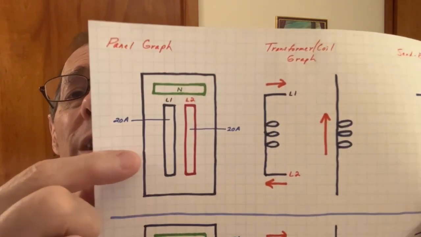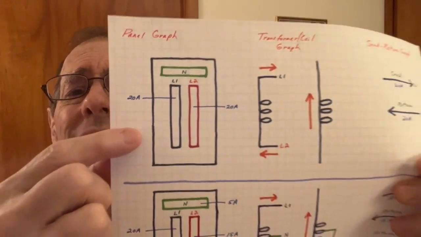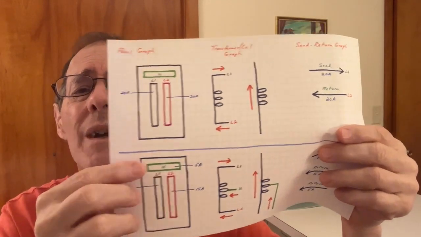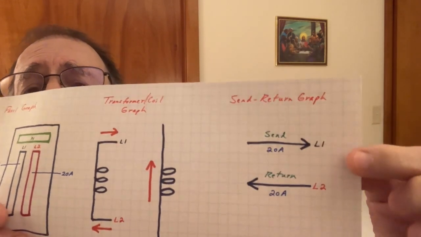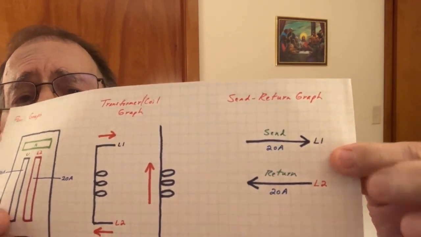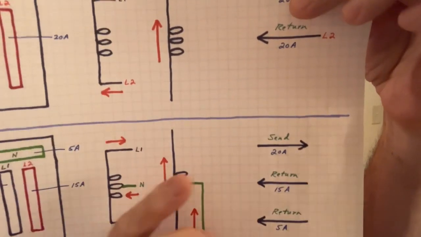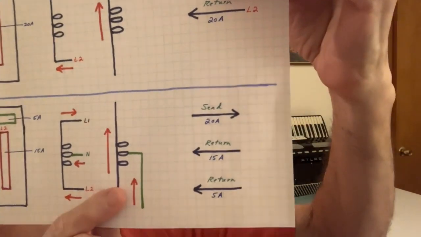Then I have a panel graph, a very simple drawing of a service entrance panel, your panel graphs. And then again, your transformer or coil graph, and then your send return graph, I call it. It's just lines showing directions of current flow. Okay, so that's the graphic representation that I've given you, and that's how we get an understanding of my ideas, my new ideas and new terms.